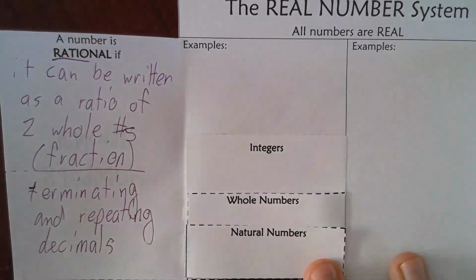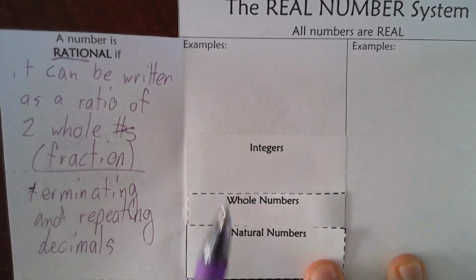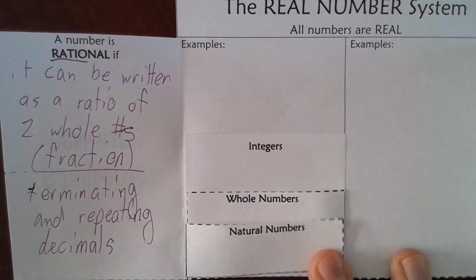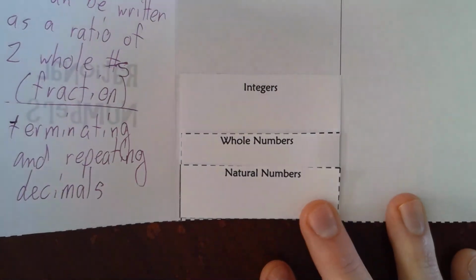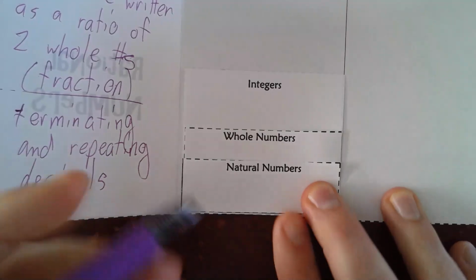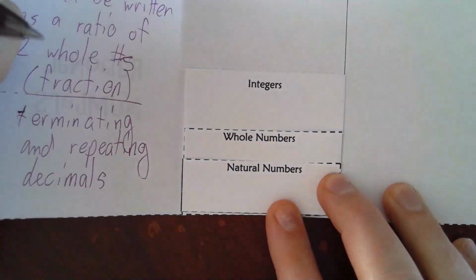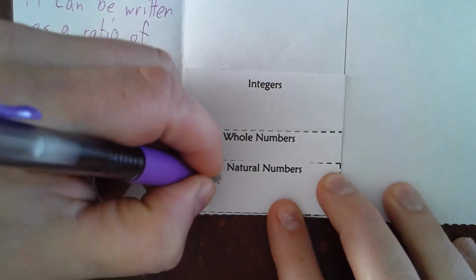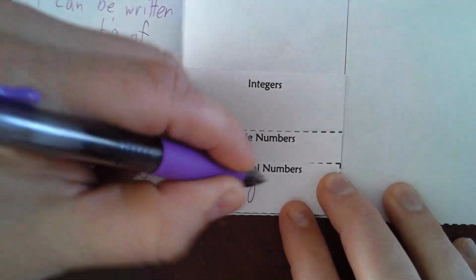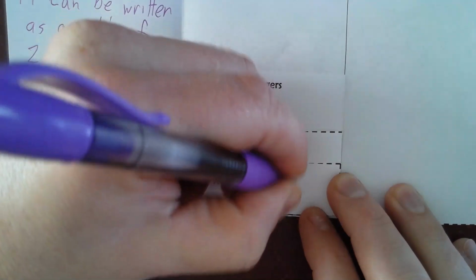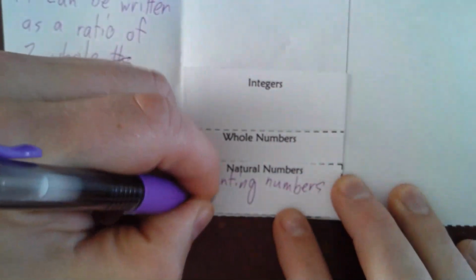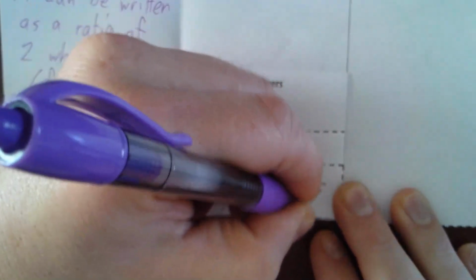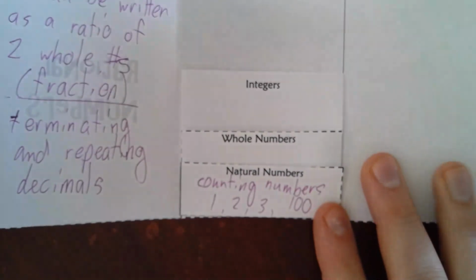Okay, so let's go on a journey real quick. These, like we already said, are all examples of rational numbers. In the beginning, you were in kindergarten and you learned about natural numbers. Little did you know that that is a rational number. Natural numbers are our counting numbers. They are anything you can count to. 1, 2, 3, 100, 1,000, 1,000,000.